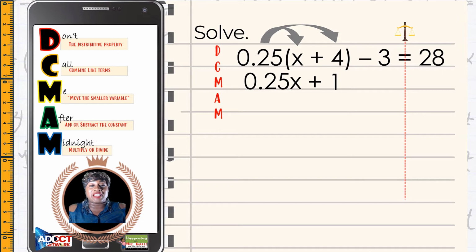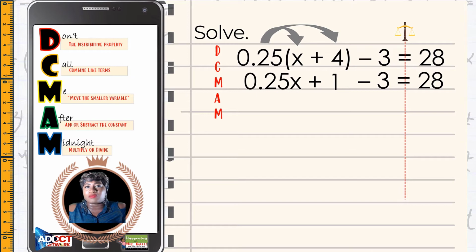Here's where the parentheses closes. That means that we're done with distributing. Everything else we'll just bring down: the minus 3 equals 28. We see here there are no more parentheses, so we're done with D. Now we'll move on to C. C stands for combine like terms.